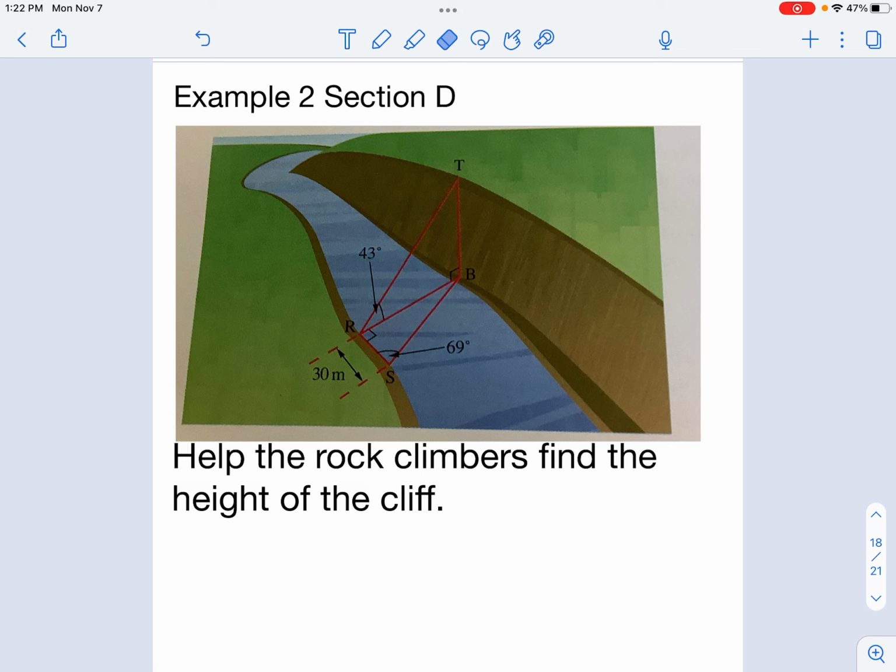So in this example, we are looking at using our primary trig ratios of sine, cosine, and tangent to solve for unknown sides. And we're doing that actually now in two different triangles. So we're putting it together in application.